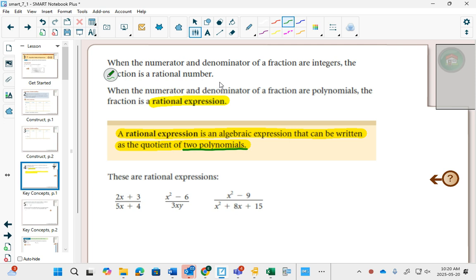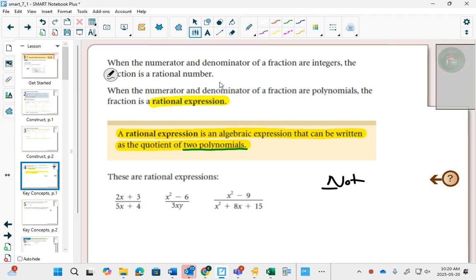Well, so now we have to remember what a polynomial is. That's any variables with exponents, and the exponents are whole numbers. So you can have an x squared, an x cubed. These are all rational expressions.